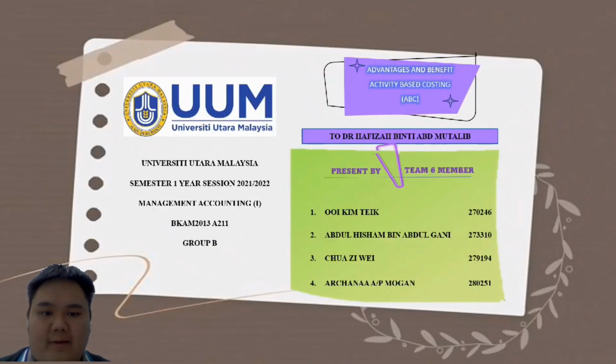Today our team, which is team 6, is going to present about the advantages and benefits of using the activity-based costing method, also known as the ABC method.